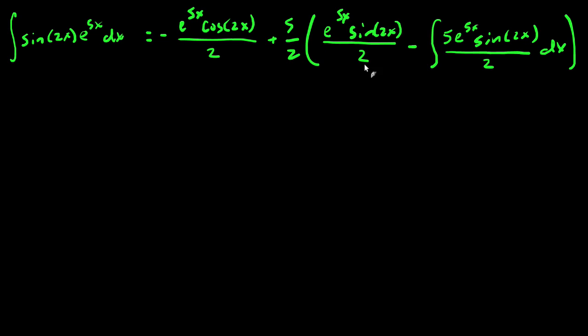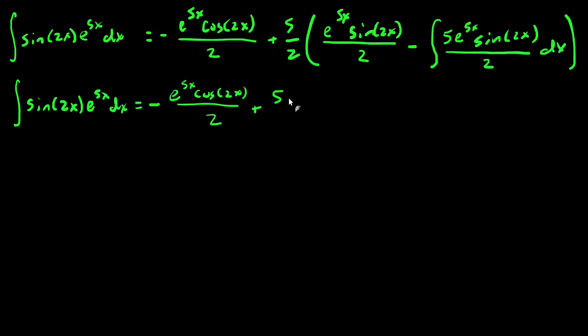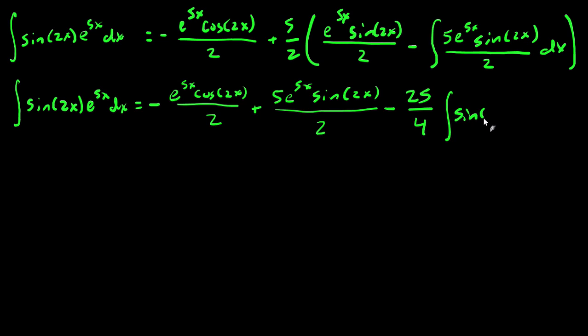And I'll work this out, so I'm going to distribute this through. So the integral of sine of 2x e to the 5x dx equals negative e to the 5x cosine 2x over 2 plus, I'll distribute this through, 5e to the 5x sine 2x over 4 by multiplying this by 5/2, and I'll bring the 5/2 out and multiply by 5/2 to get a minus 25 over 4 integral of sine of 2x e to the 5x dx. I'm just rewriting the order so we can clearly see that these are now the same.